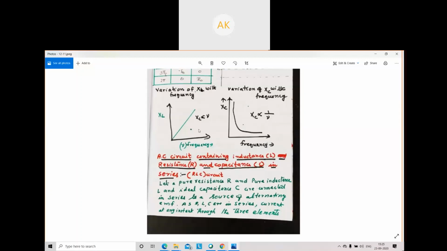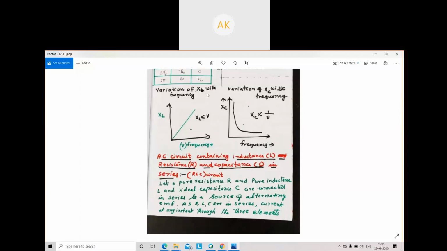So in order to reduce AC current, which elements can we use? To limit AC current, we can use a resistor, inductor, and capacitor. But to limit DC, we use a resistor only. The inductor offers a path to DC, and the capacitor blocks DC. Okay.